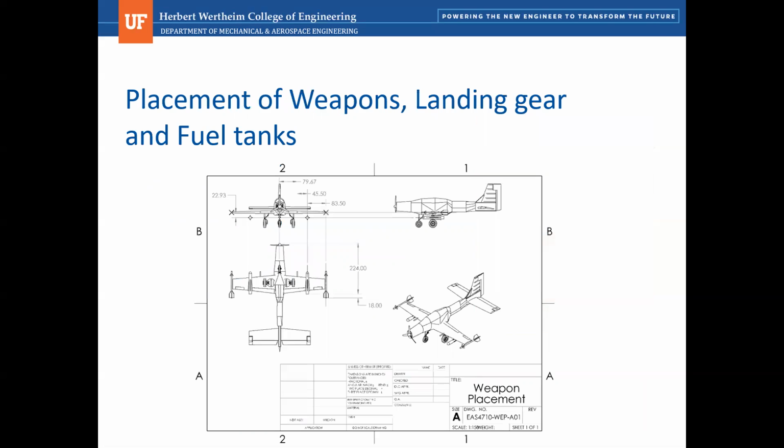Slide. The placement of the weapons can be seen here in this CAD drawing. As I mentioned before, there are 5 hardpoints. There's 2 on each wing. The Sidewinders are on the tips of the wings, and the Mavericks are towards the center of the wings. It can also be noted where the landing gear positions are, as well as the fuel tanks, which we will see in the next slide.